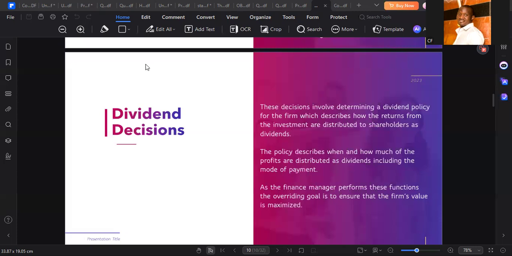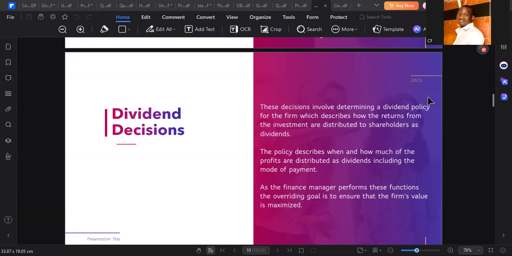They also need to make dividend decisions, which involve determining the dividend policy for the firm. This dividend policy describes how the returns from the investment will be distributed among the shareholders in terms of dividends. A dividend is simply what? The return on a share. So this policy will determine when and how much profit will be distributed as dividends, including the mode of payment. As a finance manager, these are some of the roles that are performed, without overriding the roles of the managers of the business.